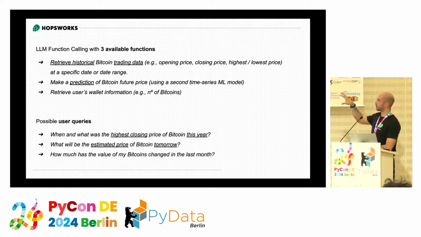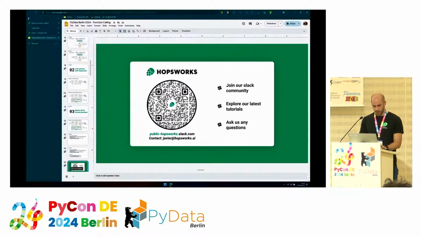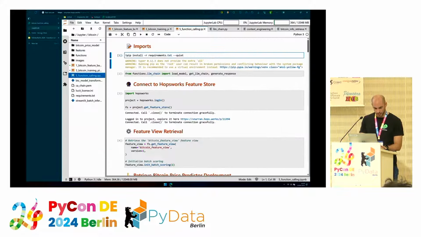Given these different functions that will be available, users will be able to ask questions like, for example, what's the estimated price tomorrow, or when was the highest or lowest closing price this year, and things like that. So let's go directly to the demo.